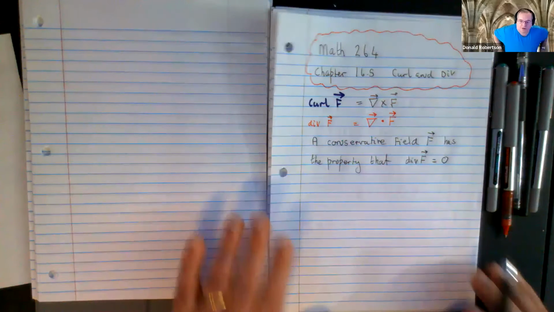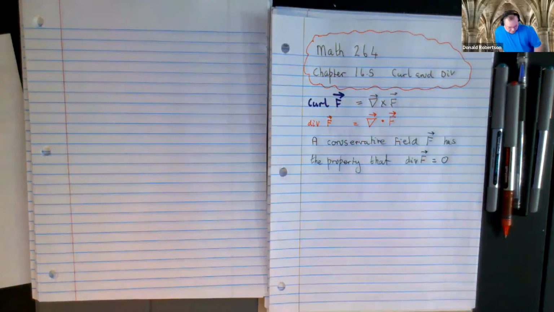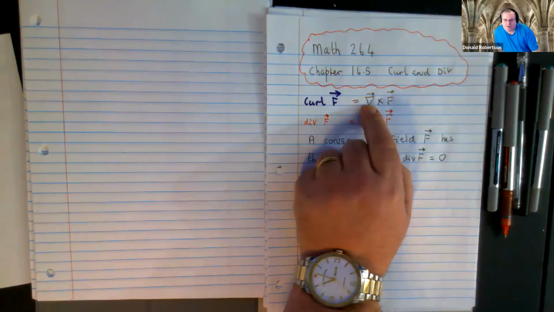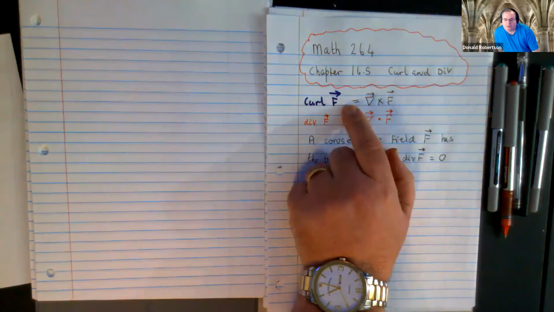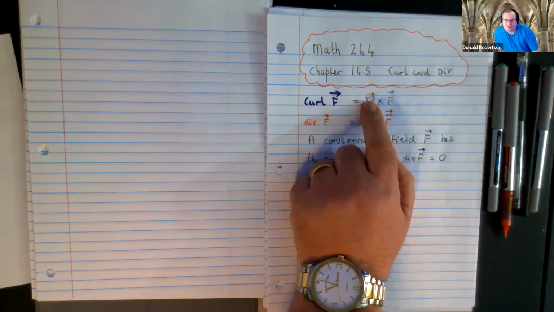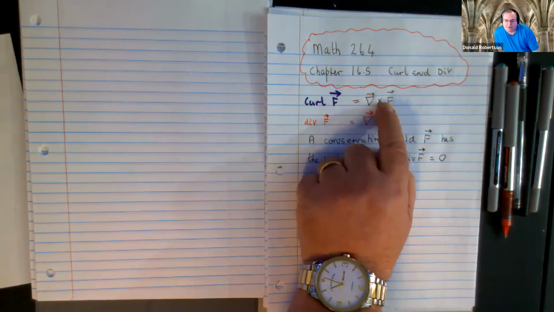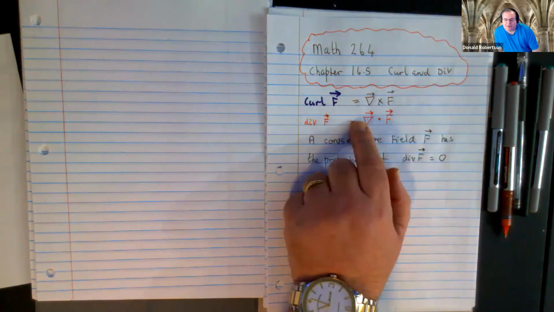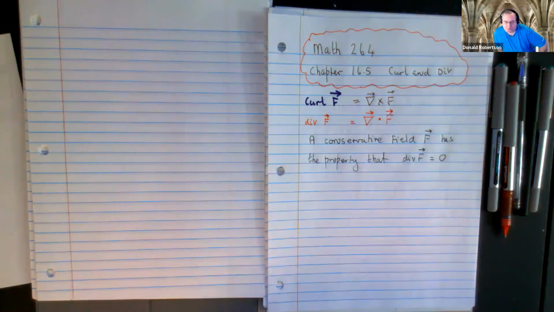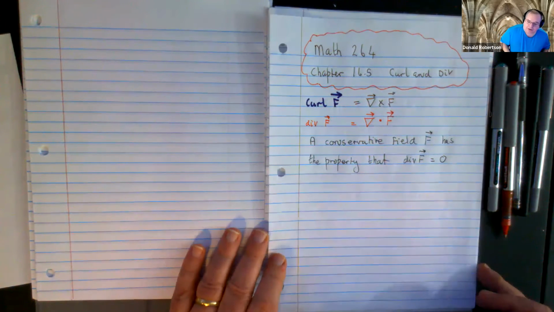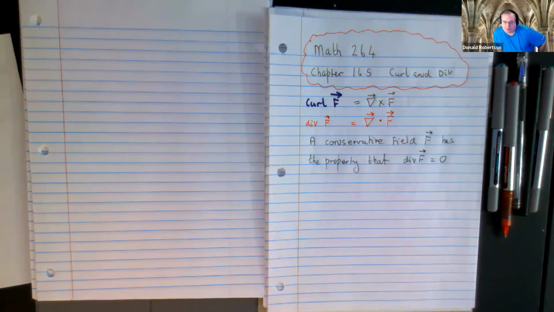Going to get started now. We're working on curls and divs. I'm giving the kind of cryptic description because it's a lot easier to say and to write down, is that the curl is the cross product between the grad operator and the vector field F, and the div is the dot product of the grad operator with the vector field F. Now, a conservative field has a property that its div is equal to 0.